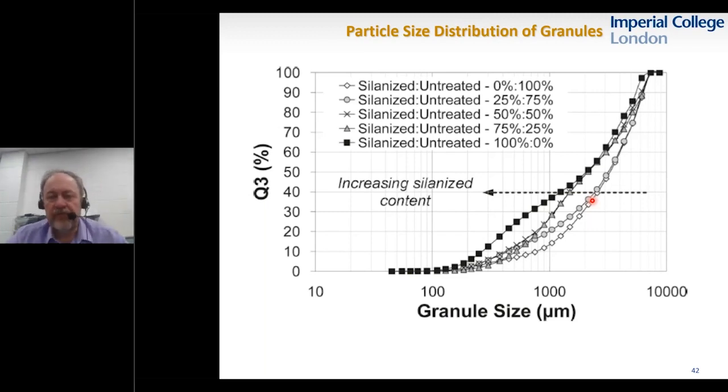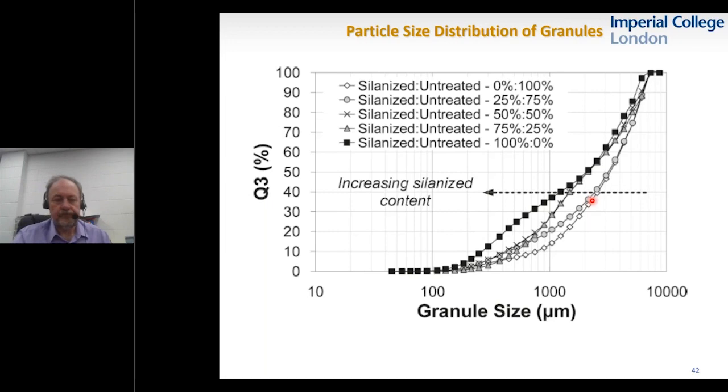mechanical properties of the materials also changed based on the wettability. So not only did the particle size distributions change, but the mechanical properties of the individual granules was different for the silanized versus the unsilanized materials. So not just is the particle size changing, but the mechanical properties were also dependent on the wettability of the material.